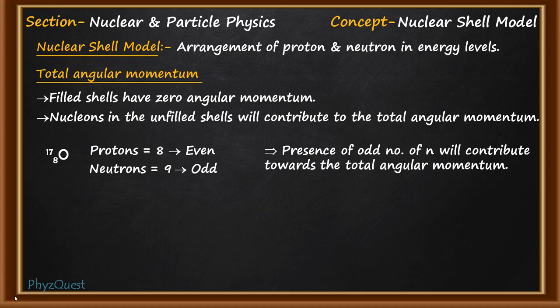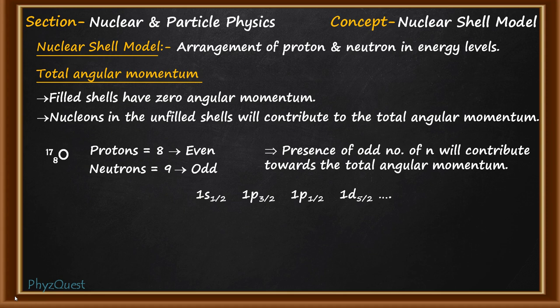Now, how will the nuclear shell model help here? In the nuclear shell model, the nucleons go to different energy levels following a certain sequence. The nuclear energy shells follow this sequence: 1s1/2, 1p3/2, 1p1/2, 1d5/2, and so on. This is the list of the energy shells.